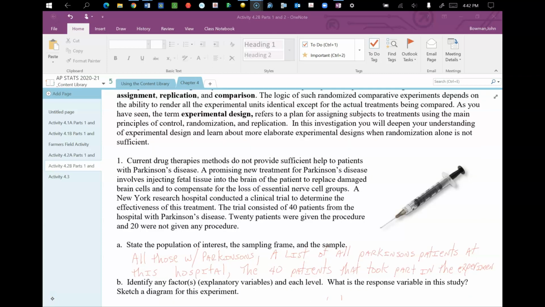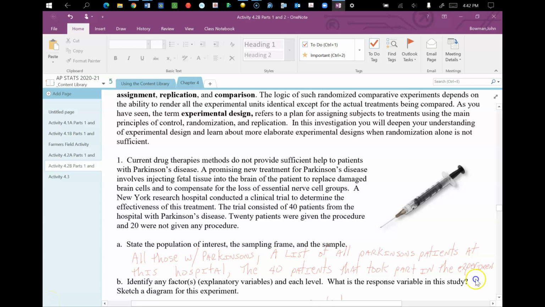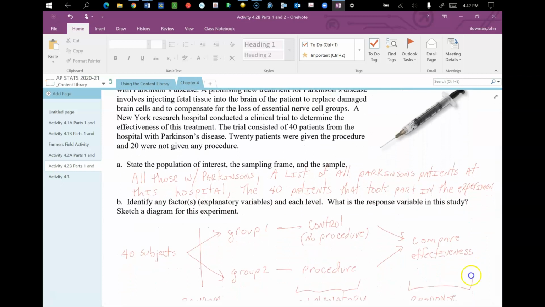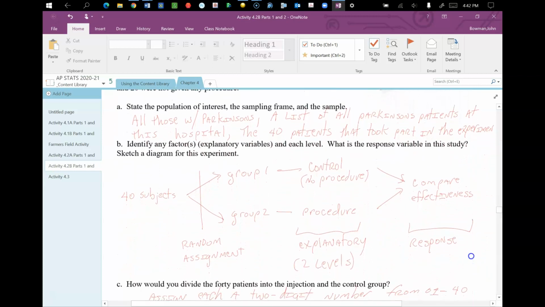In this next part, we're asked to identify any factors or explanatory variables, the level of each of those, and what the response variable is in this study. And then finally, we're asked to sketch a diagram for this experiment. So if you want to pause and try that for yourself, that would be great. Here are the answers that I came up with for this particular situation. So the diagram looks something like this.